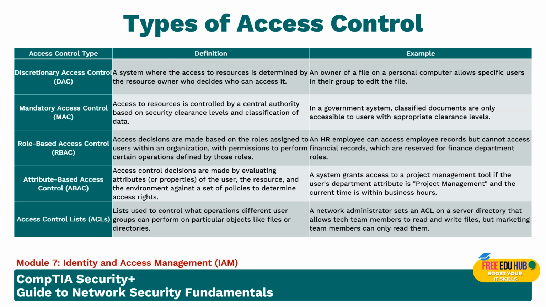Then we have role-based access control, where access decisions are made based on the roles assigned to the users within an organization, with permissions to perform certain operations defined by those roles. Now, RBAC restricts the network access based on a person's role within an organization and has become one of the most prevalent methods. Roles are defined by a system administrator and users are assigned roles based on their responsibilities and qualification criteria, etc. This ensures that employees only have access to the information necessary to perform their jobs, etc.